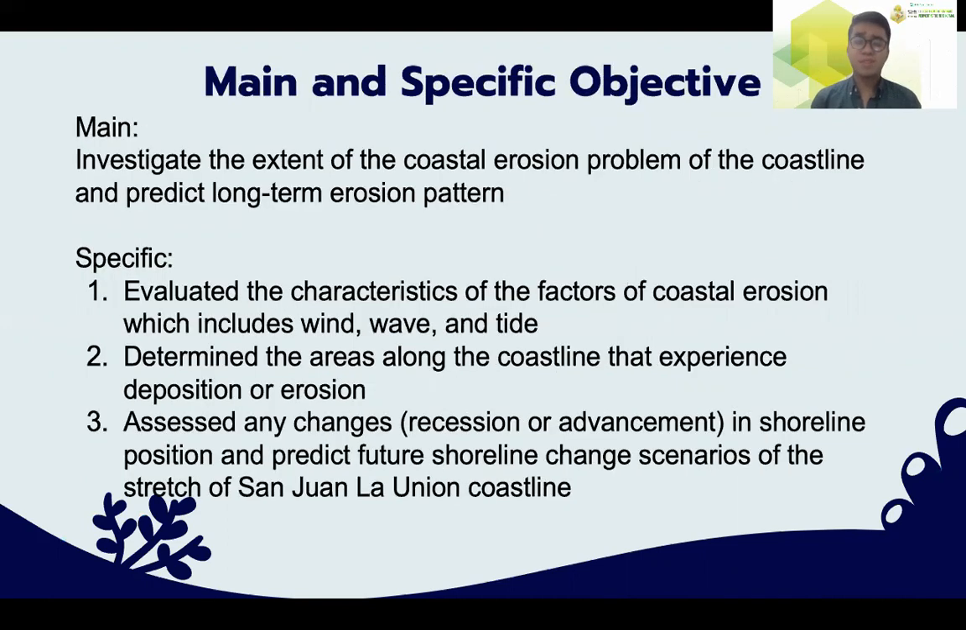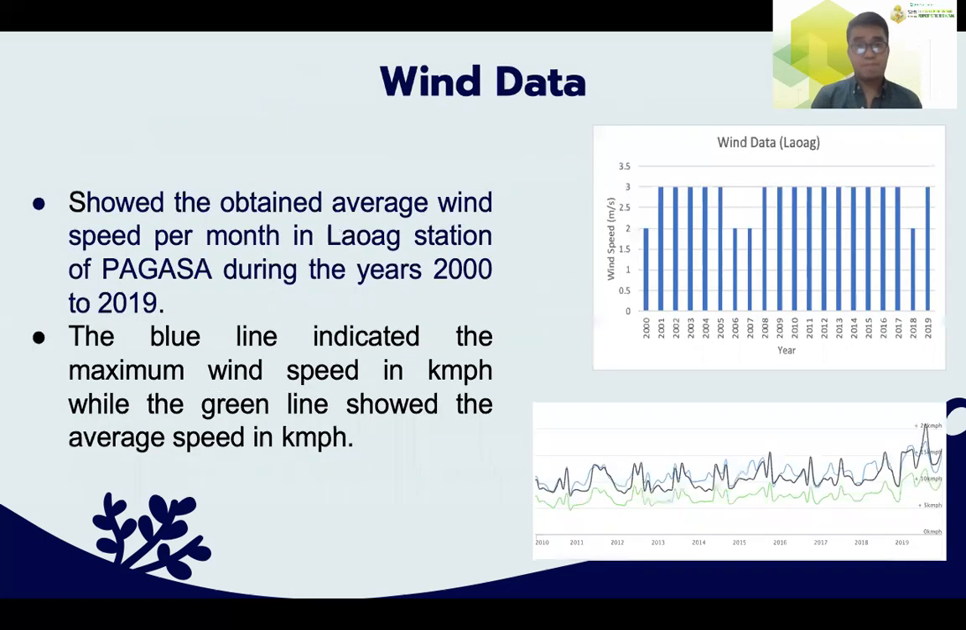For the main and specific objectives of the study, our main objective was to investigate the extent of the coastal erosion problem of the coastline and also predict the long-term erosion pattern. As such, first, we evaluated the characteristics of the factors of coastal erosion, which include winds, waves, and tides. Second, we determined the areas which could experience deposition or erosion. And lastly, we assessed changes in the shoreline position and predicted future shoreline change scenarios in the stretch of the San Juan La Union coastline.